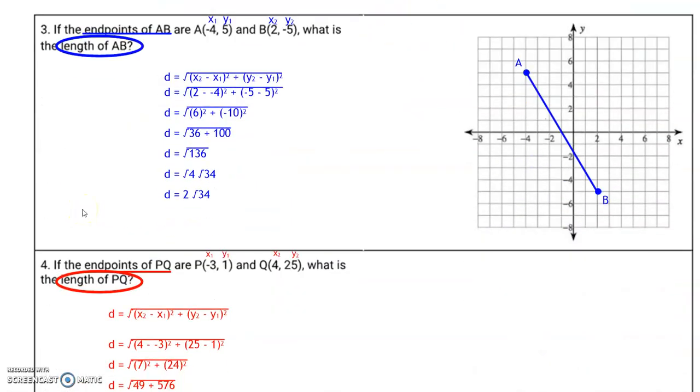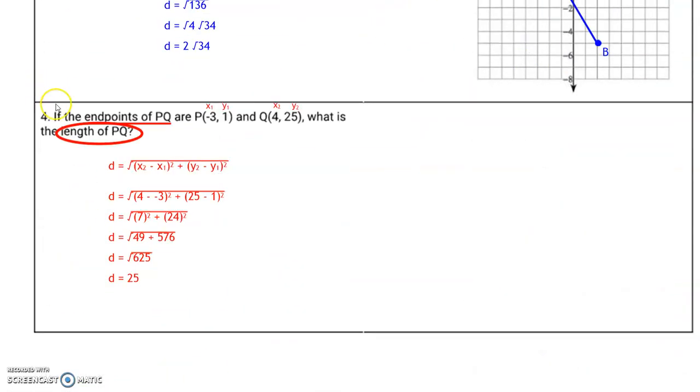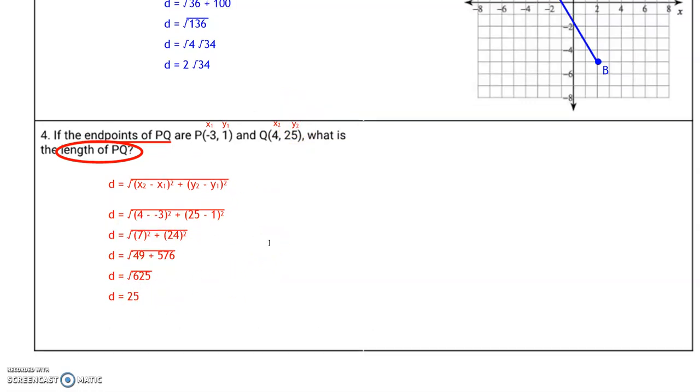It indicates that we have rounded somewhere. For number 4, it was very similar. We had a situation where we had 2 points. We named them x1, y1, x2, y2, and substituted them into the distance formula. In this case, we didn't have to do any simplification of radicals because the square root of 625 is an integer. The square root of 625 is just 25.